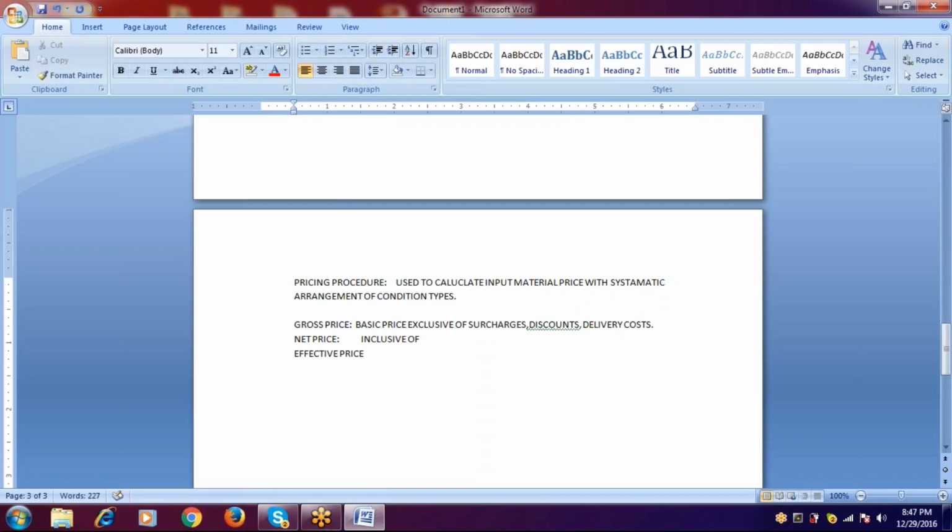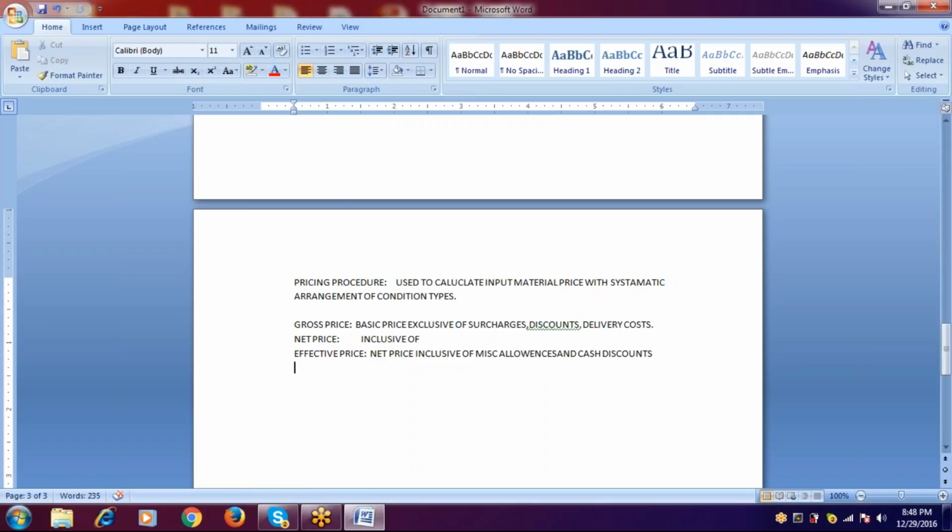And the next one will be the effective price. What was the name? Effective price. That means the net price inclusive of discounts, miscellaneous allowances, and also cash discounts. Depending upon the terms and conditions, if there is a cash discount, those things will also be considered within the effective price.